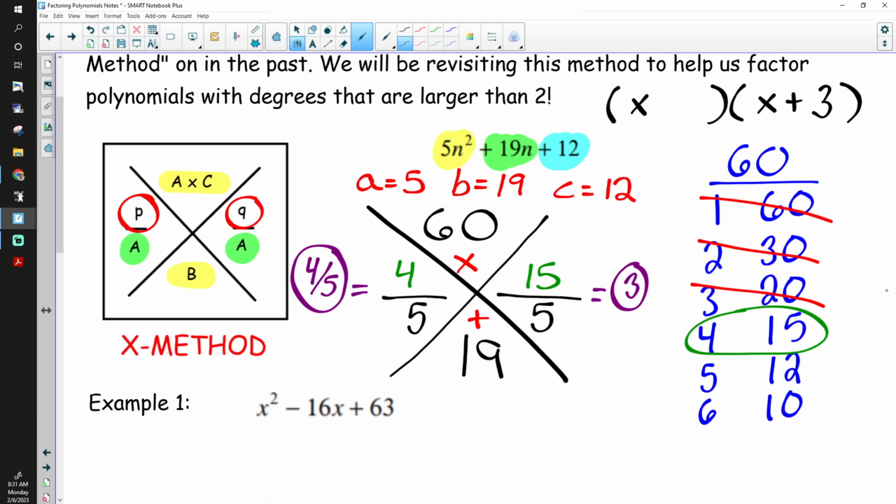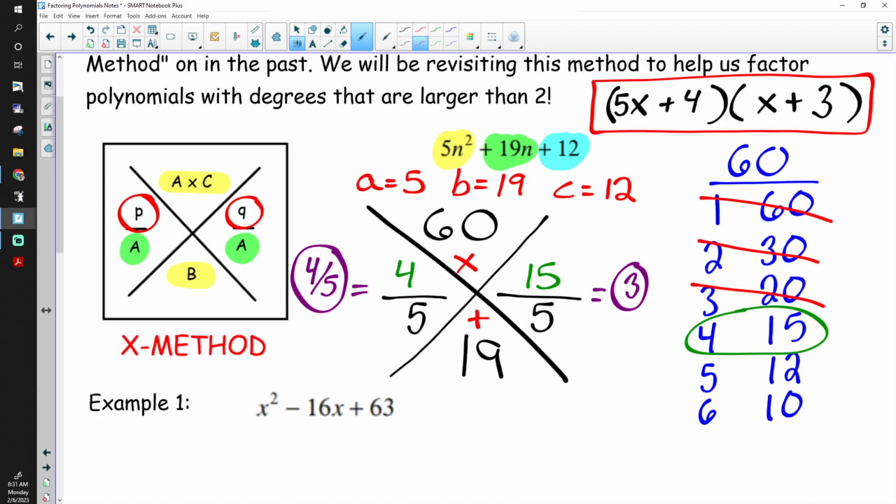Now for 4/5, fractions are a little tricky. I don't want to just write plus 4/5 because I don't want fractions in my factored form. So we're going to take the number on the bottom, which is 5, and put it in front. And I'm going to take the top number and do what I did with the 3. This is a positive 4 on top, so plus 4. And this is my factored form. So that polynomial, that quadratic, is factored using our x method.